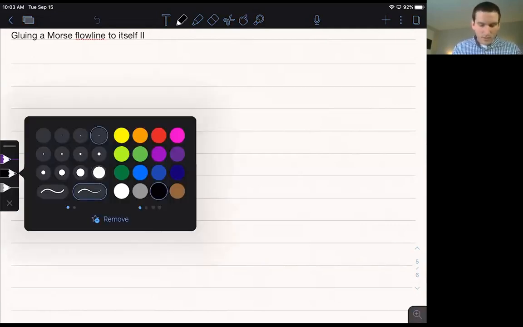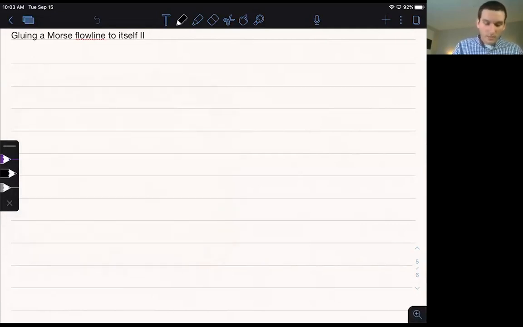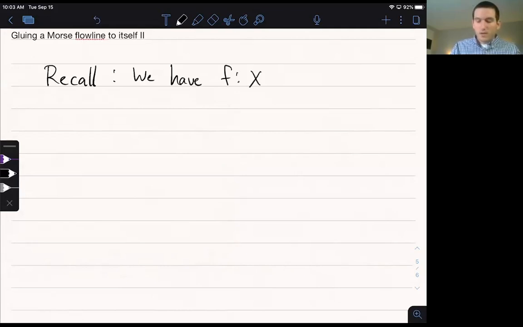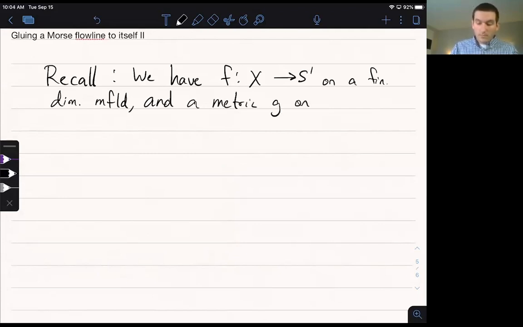But let's recall the setup of last week. So we have a function on some manifold, which is S1 valued. And we want to think about S1 valued Morse theory. And we have some metric G on it.